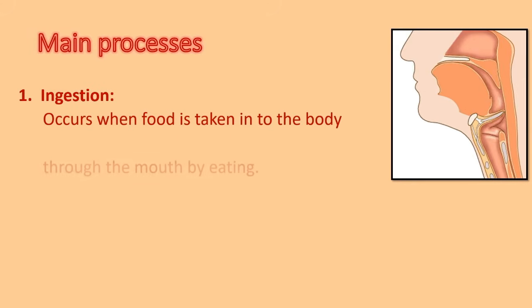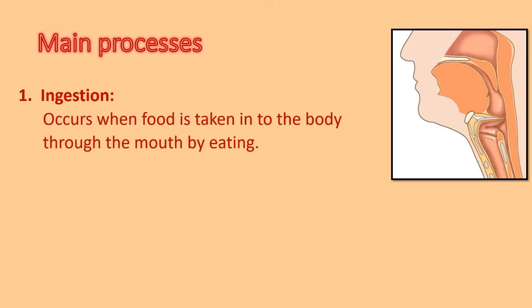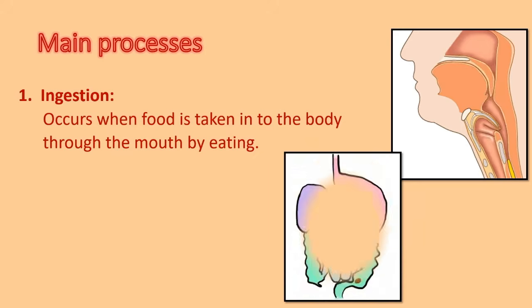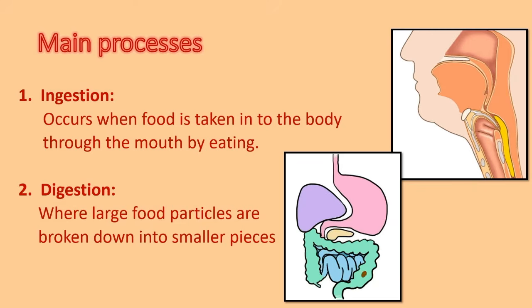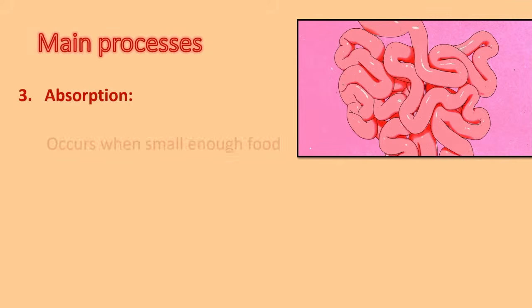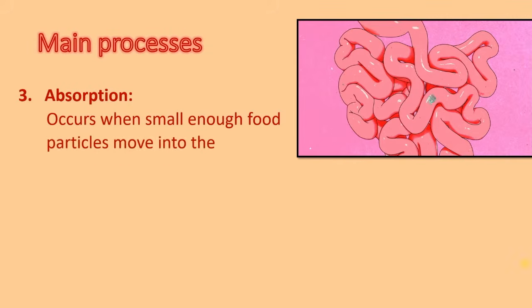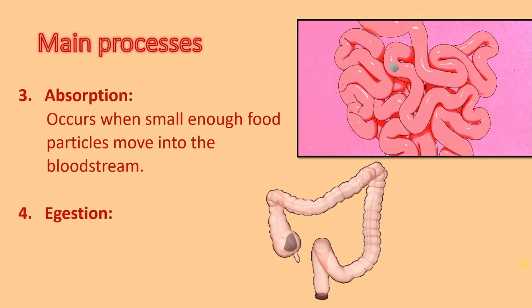So let's have a look at the main processes of the digestive system. Firstly, we have ingestion. Very easy and simple. It occurs when food is taken into the body through the mouth. Then secondly, we will move to digestion. So digestion is where large food particles are broken down into smaller pieces. Then we move over to number 3, which is absorption. Absorption occurs in the small intestine, where food is small enough, in the form of nutrients, and they will then be absorbed into my bloodstream.